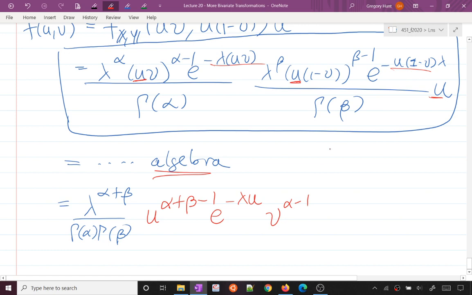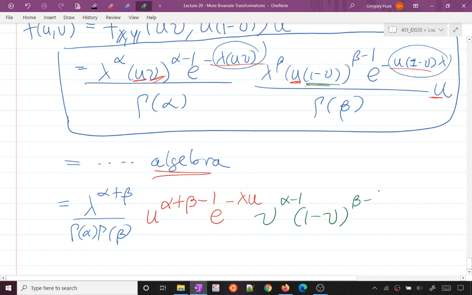My v powers, I just have this one here, v to the alpha minus 1. Actually, all of my exponent, if I combine this and this, I'm just going to get e to the negative lambda u. What I'll also be left with here, let's do this in a different color, is v to the alpha minus 1. I'll get a 1 minus v from this part to the beta minus 1.